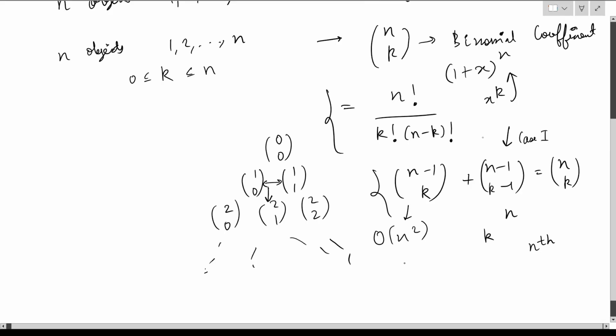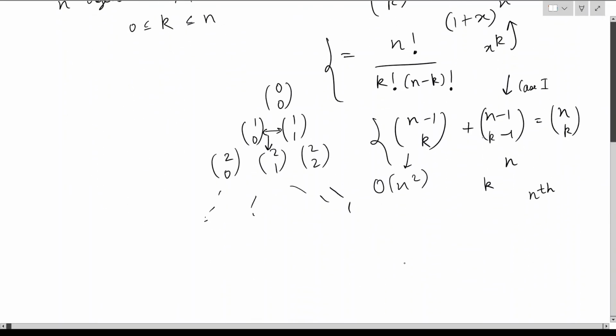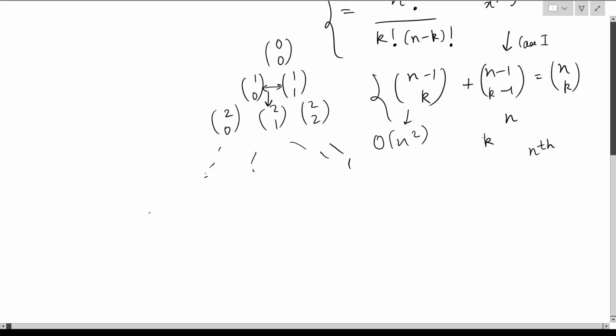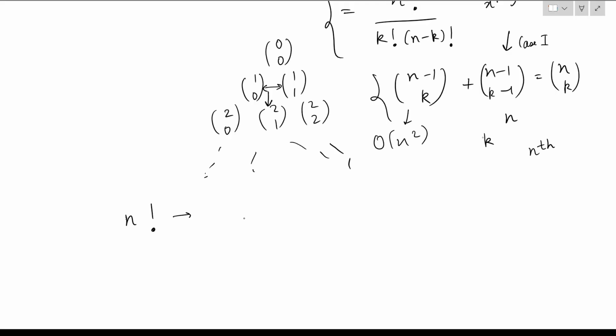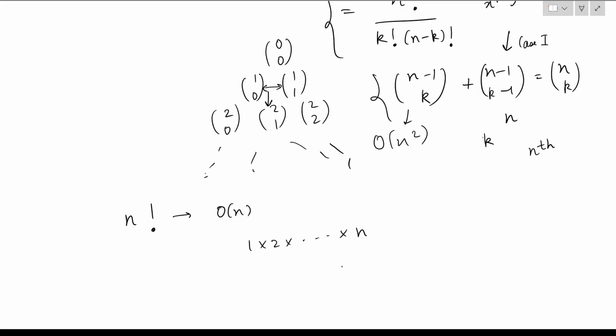Then another thing, I think this is pretty much it at the basic level. I think we can just discuss how to calculate some of these. So for example, if I have to compute n factorial, that's easy to do in linear time. I can just multiply all the numbers from 1 to n, and that takes linear amount of time.